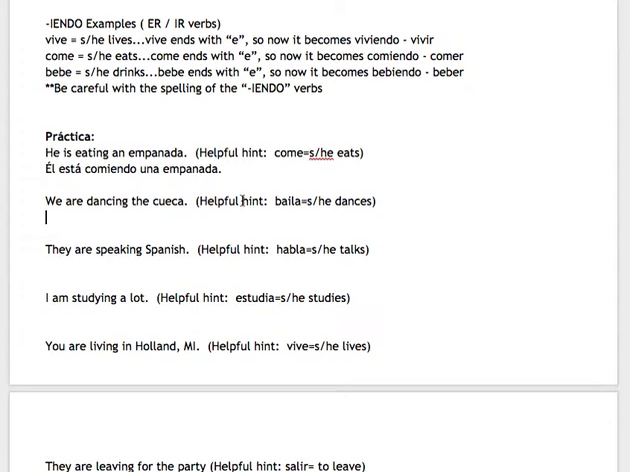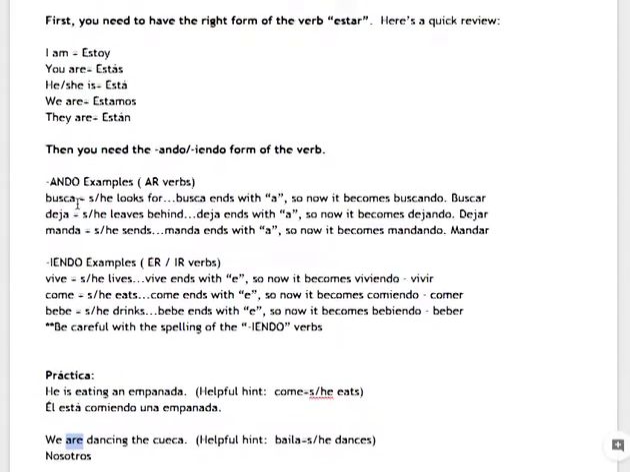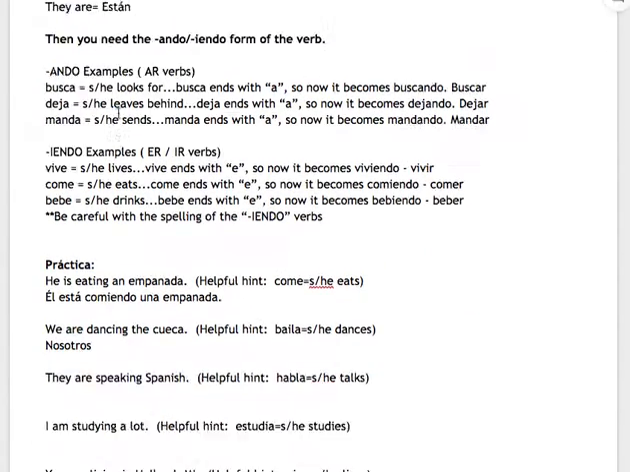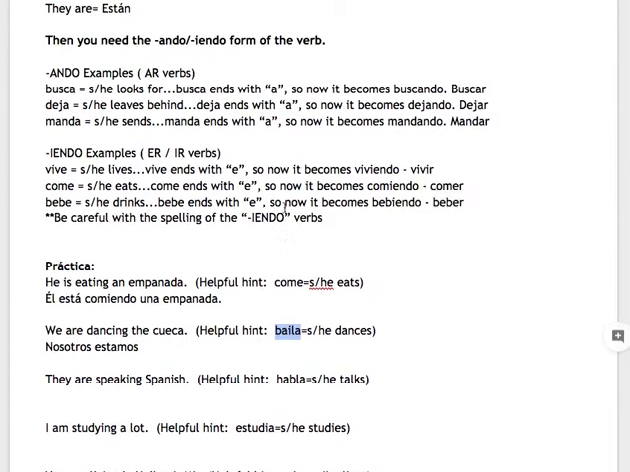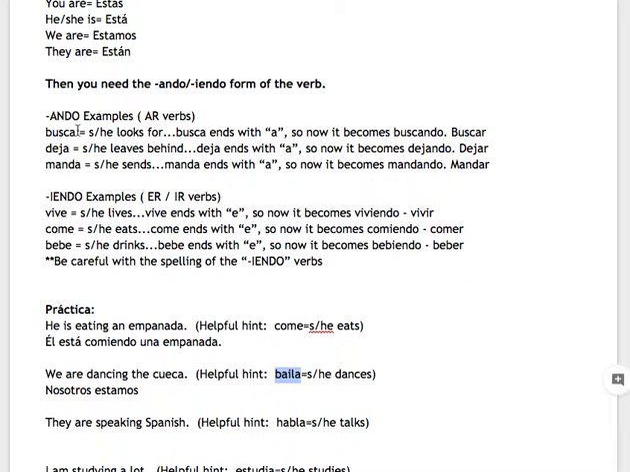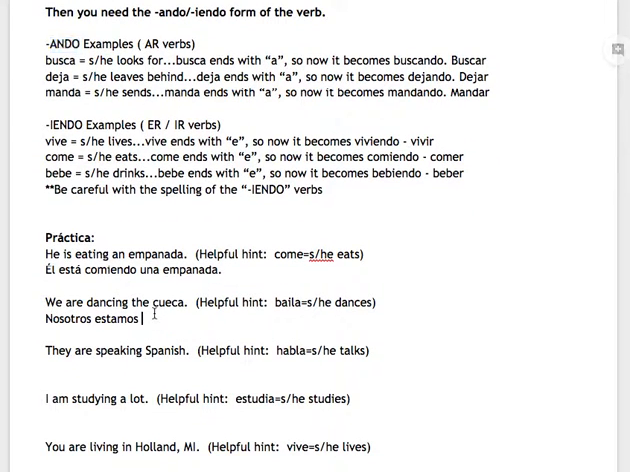Let's do the next one. We are dancing the cueca. Nosotros, we need we are. So we start with estamos. Nosotros estamos. And then baila is an AR verb. And that means we need to have ando at the end. So estamos bailando la cueca. We are dancing the cueca.